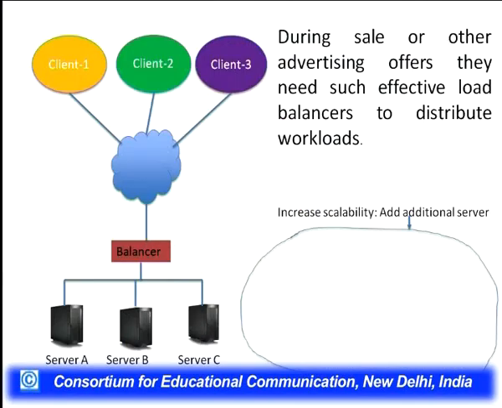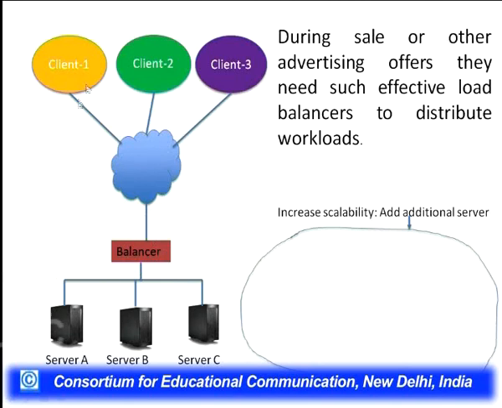Now let us see with the help of this diagram. Here client 1, client 2 and client 3 are connected with the cloud, and here is the load balancer and 3 servers: server A, server B, and server C. This is the existing infrastructure on which the client can get the response from the server, and the server can process the requests of client 1, client 2, client 3, and the load balancer can distribute the load among them.